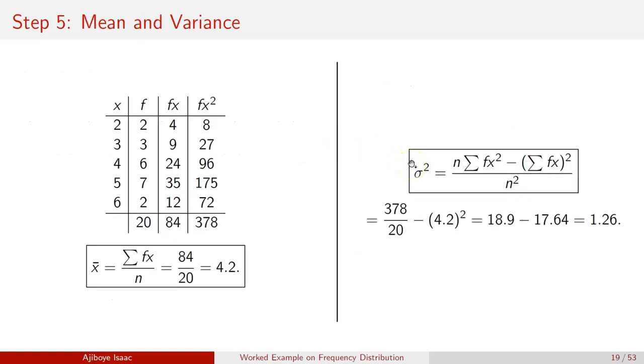So to attend to mean and variance, the formula for mean is summation of fx over n. You find the frequency multiplied by the x values, and then you divide by the total number of observations. That gives us 84 over 20, and that will give us 4.2. And then the variance, likewise, we'll compute using the formula in the box. This formula here is the formula for variance. It's the simplest formula. There are other formulas that you can use to calculate the variance, but this seems to be the easiest, and that will give us our variance to be 1.26.